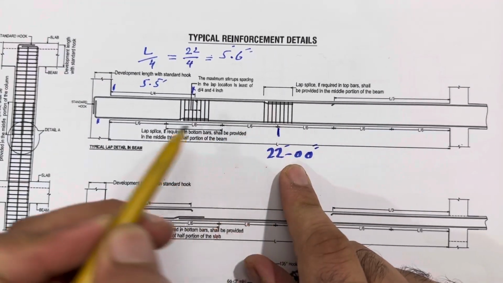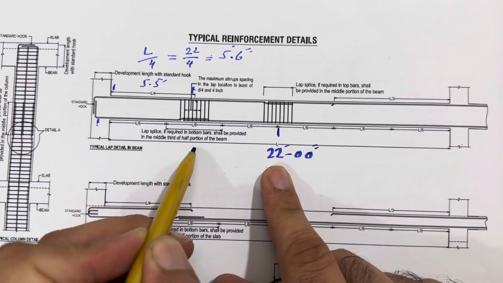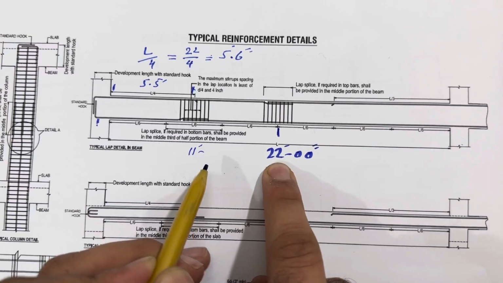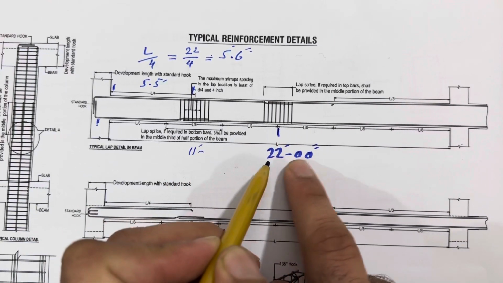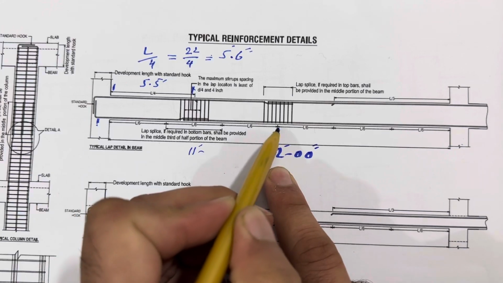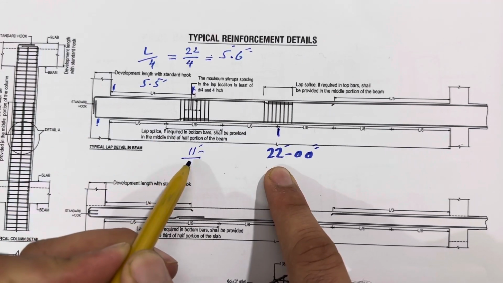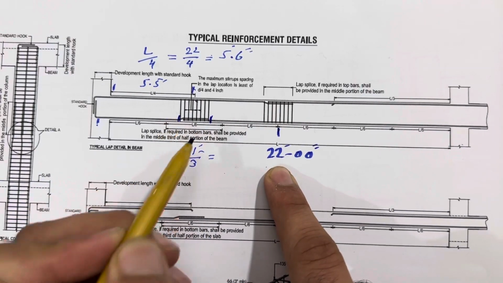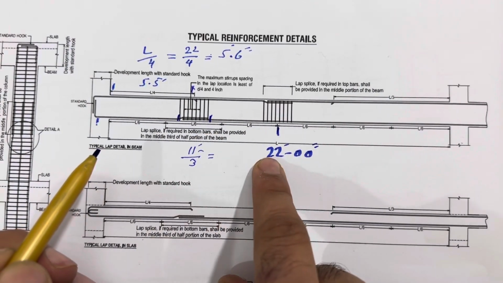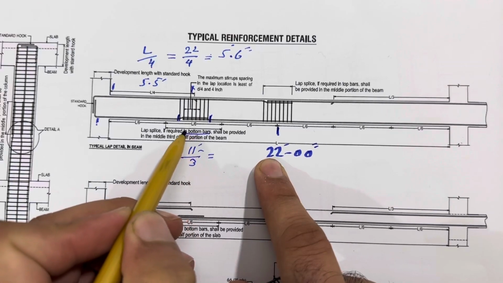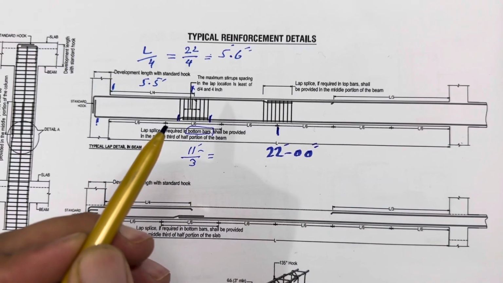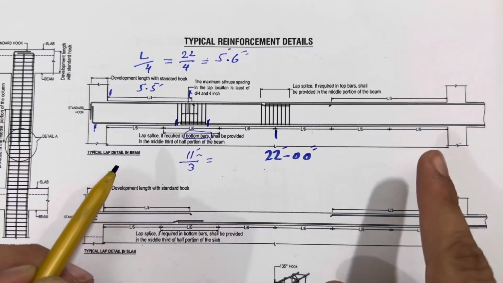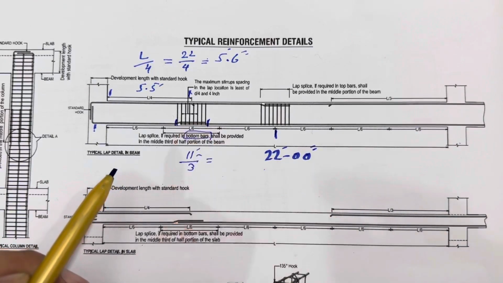This one you can see, suppose this is 11 feet, okay, and this is 11 feet, because the total span is 22 feet, so the middle is here, so the half is 11 feet, so 11 feet divided by 3. So this is the place to provide the splice length or lapping length, but it should be provided at the bottom bars, remember. So in the beam, if you require to provide the lapping length, this is the place to provide.